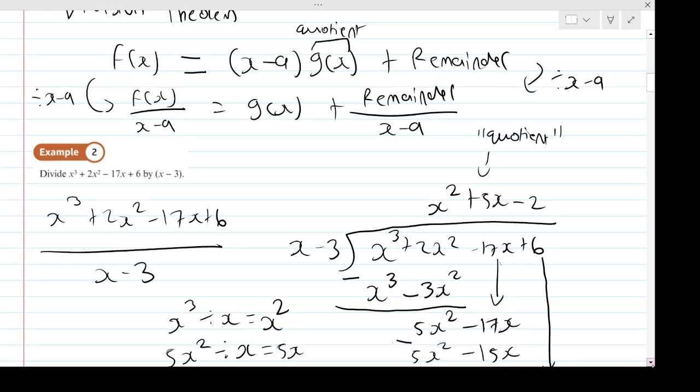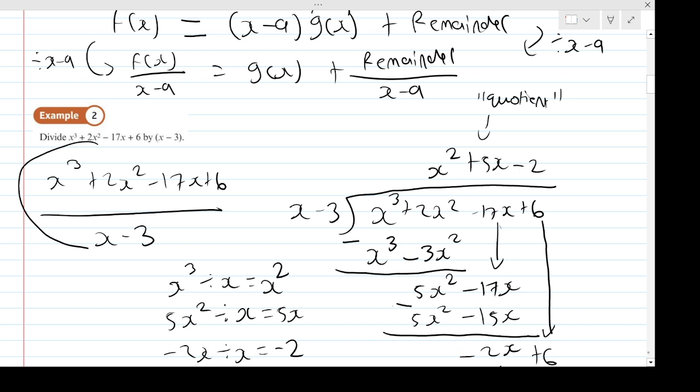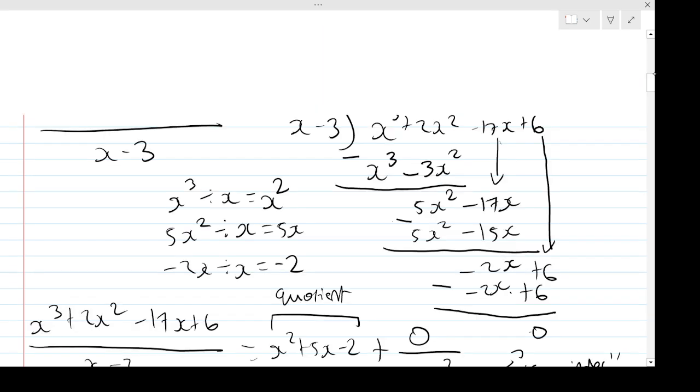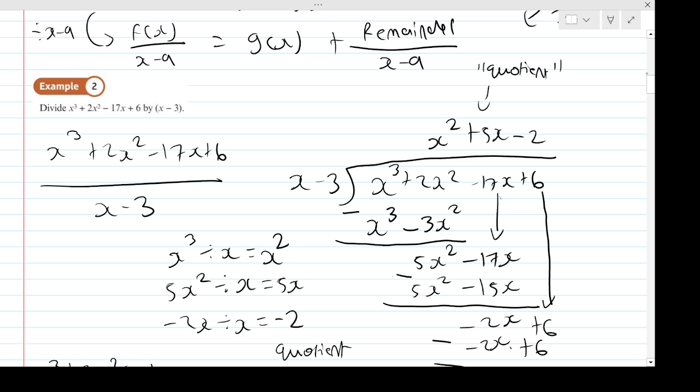And again, you can see that here. So we had, for example, if f of x was x cubed plus 2x squared minus 17x plus 6, and then we're dividing it by x minus 3 here, eventually we saw that this equals x squared plus 5x minus 2, and then the remainder of 0 over the x minus 3. So that would be the remainder part again. But actually it turns out the remainder is 0. And then this is the quotient part again. And so that's what this is doing. This division is finding the quotient and the remainder to break down a division in this way.